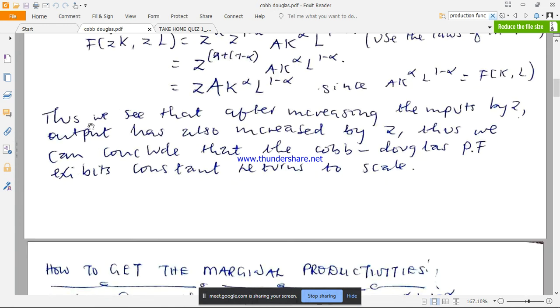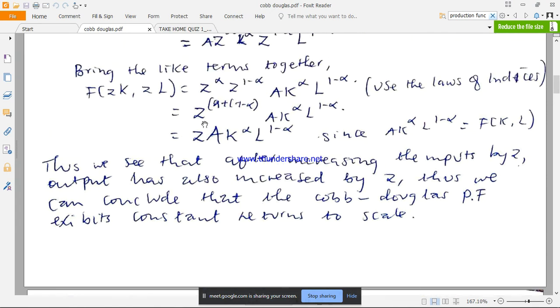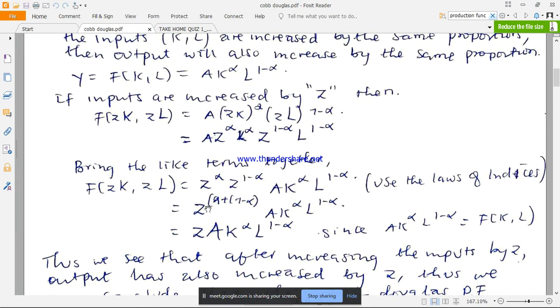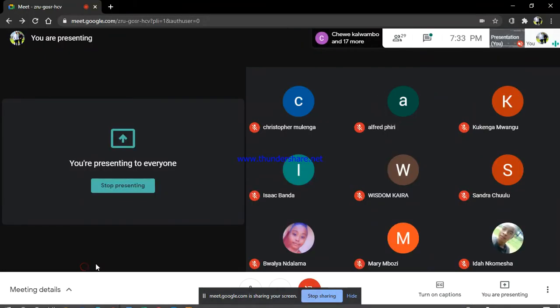Okay. So we are saying that thus we have seen that after increasing the inputs by Z, output has also increased by Z. Thus we can conclude that the Cobb-Douglas production function exhibits constant returns to scale. So this is how we prove that a given production function exhibits either decreasing, constant, or increasing returns to scale. Let's feel free, guys. Do we have issues there?